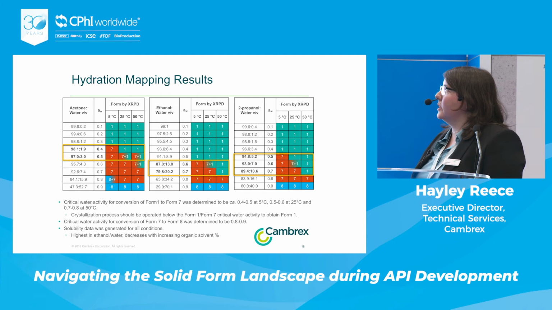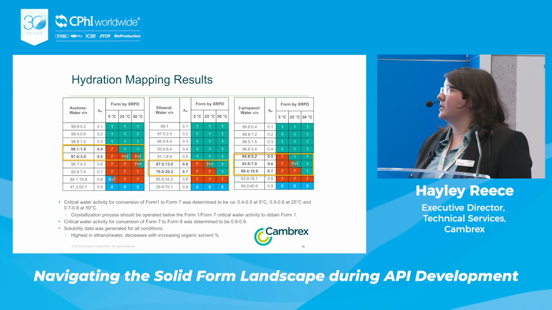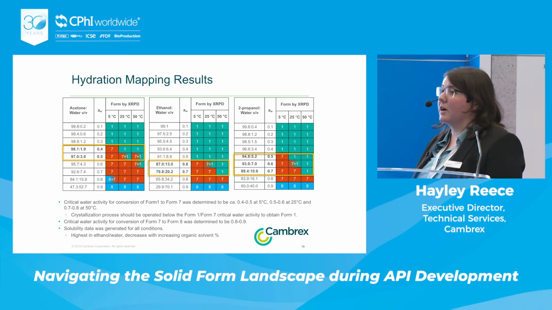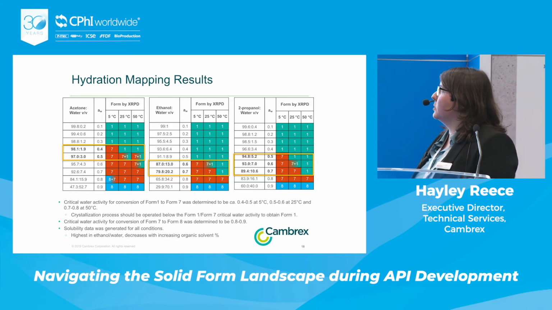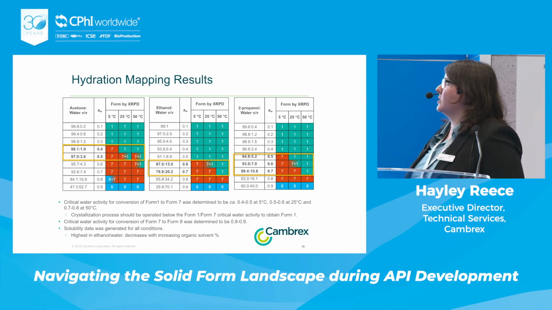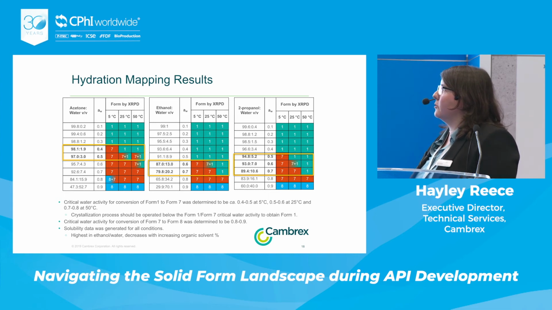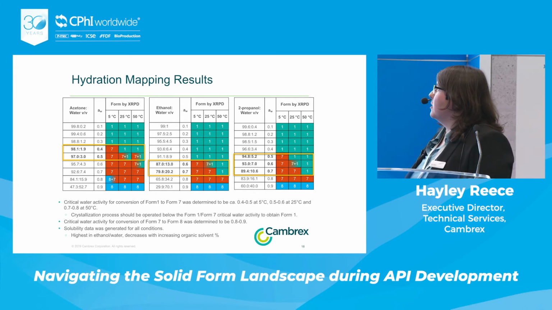The choice of temperature is normally dependent on the crystallization conditions, so we tend to go for temperatures that cover the crystallization range, between 5 and 50 degrees. That would be our normal selection for the temperatures that we look at. And really we're looking to establish the boundary points. What we saw here is that the critical water activity for this API at 5 degrees was between 0.4 and 0.5. That's the point at which Form 1 converts over to Form 7. For ethanol water, it was a little bit higher, but they're all within that same region.